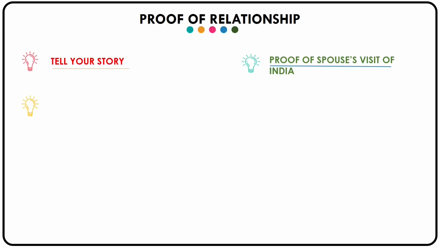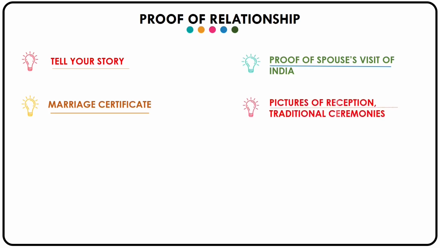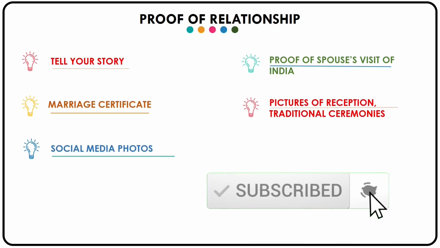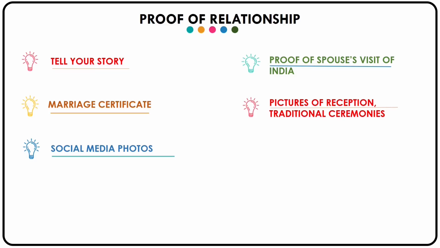Next is marriage certificate. Provide your marriage certificate. Make sure it is correct and there is no mistake at all. Next are wedding and social media pictures which justify your relationship. Provide pictures from your reception or other traditional ceremonies. Be sure to provide your photos with your family, relatives, parents and close friends. You can also provide pictures of your honeymoon along with hotel booking.